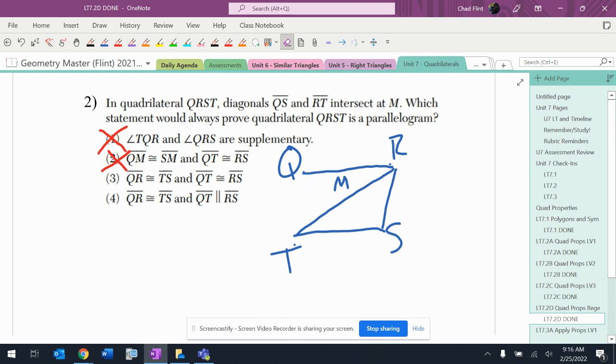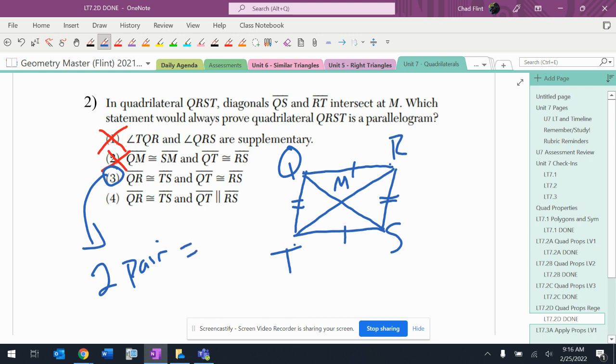All right, let's draw our shape back in here. So then it says QR is congruent to TS and QT is congruent to RS. All right, so that's two pair of opposite sides congruent. All right, I'm going to write this down. Two pair congruent opposite sides. Okay, that's good. And then this says QR.